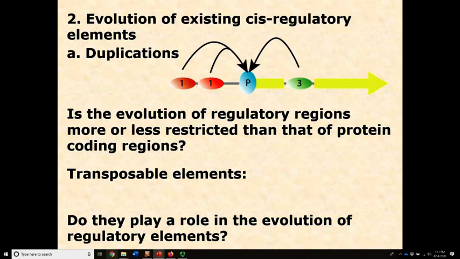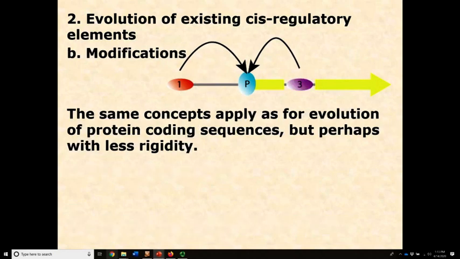So transposable elements are just major, or at least have the potential to be major mutations, and they can also be major mutations for regulatory elements. Okay, modifications, right? The same concepts apply for protein coding sequences, but there's less rigidity if we're looking at the DNA level. So I just want to make one thing clear.